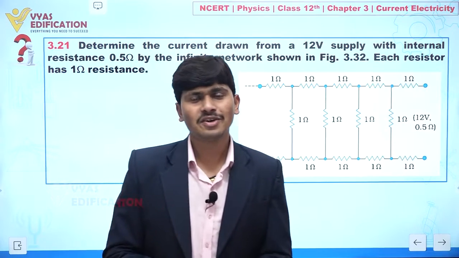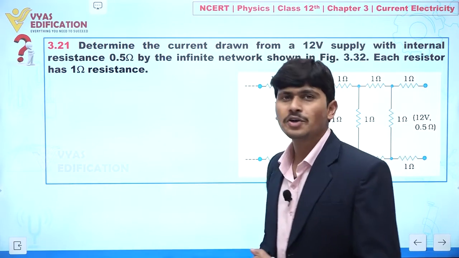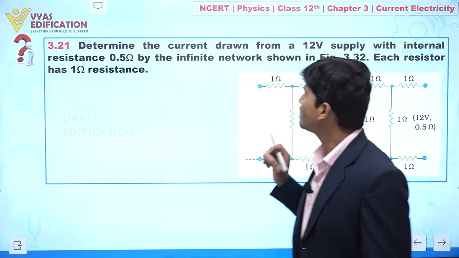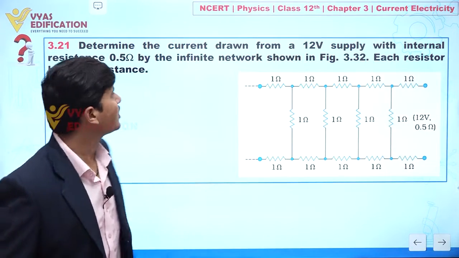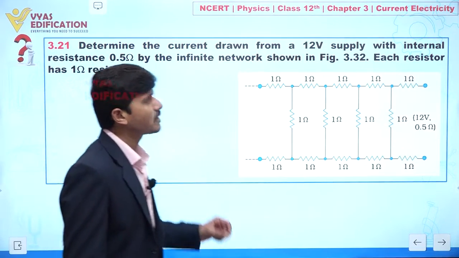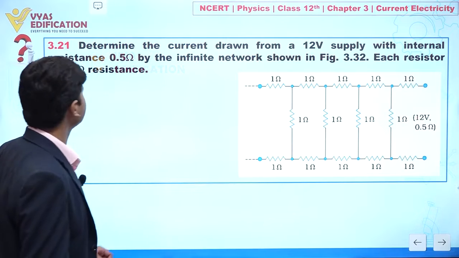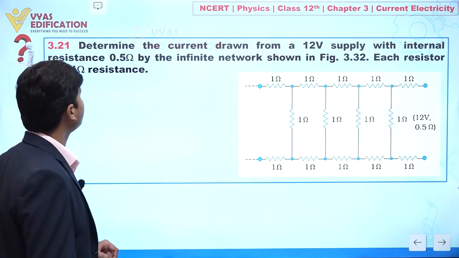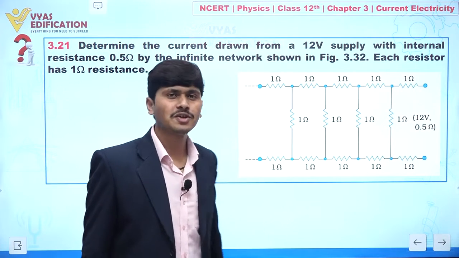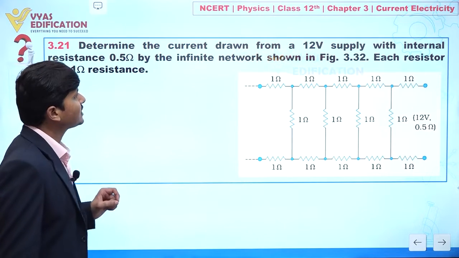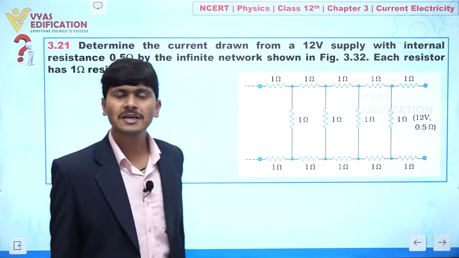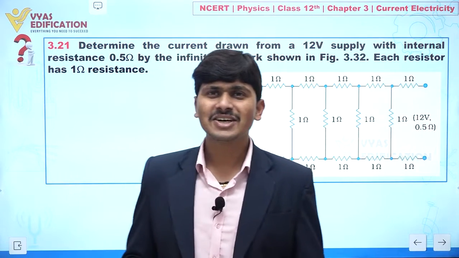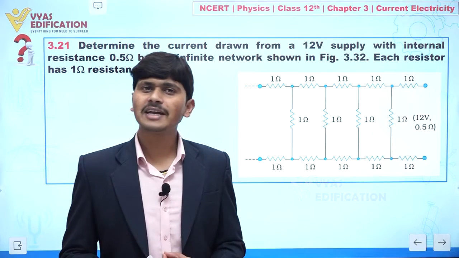Now dear student, we are going to discuss question number 3.21. In this question we have to determine the current drawn from a 12 volt supply with internal resistance of 0.5 ohm by the infinite network as shown in the figure. Each resistor has 1 ohm resistance. So this is a question related to infinite network.